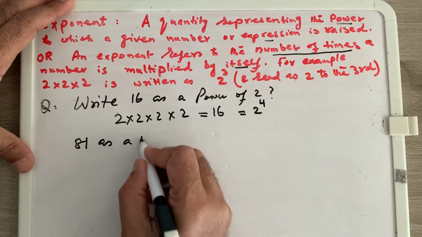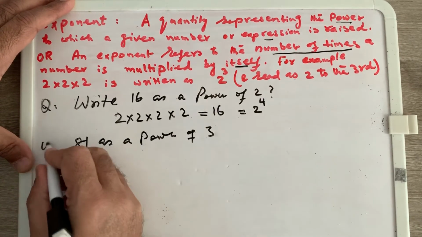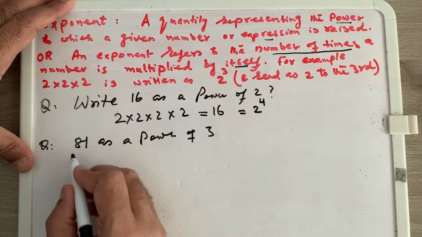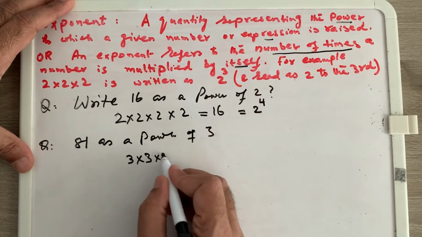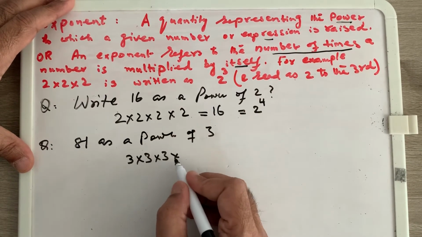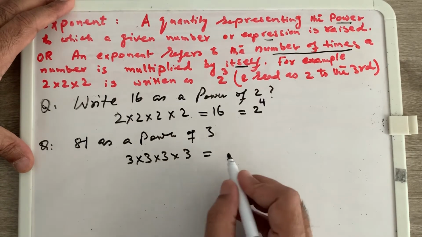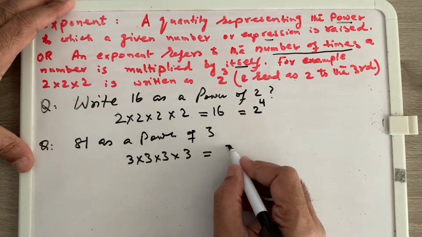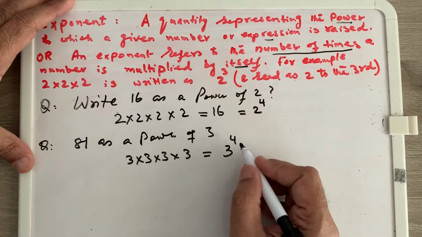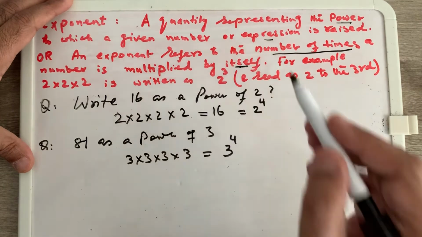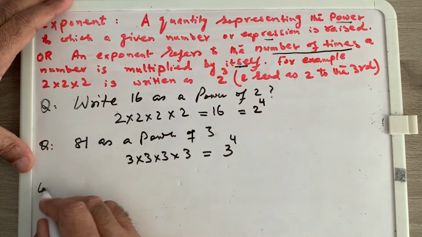Any question like: write 81 as a power of 3. Now we have to break 81 in terms of 3. So 3 times 3 is 9, 9 times 3 is 27, 27 times 3 is 81. So how many times did we multiply 3 by itself? 4 times. That means 3 to the power 4, because we multiplied it by itself 4 times.